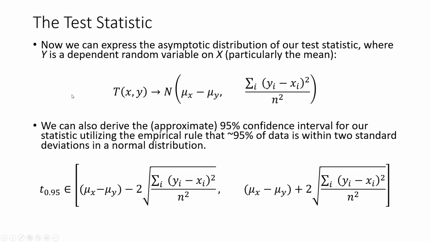And using this, you can also derive the approximate 95% confidence intervals using the empirical rule that for a normal distribution, roughly 95% of the data is within 2 standard deviations. And so you can use mu x minus mu y minus 2 times the square root of our variance, and then likewise for the upper bound, except using plus.